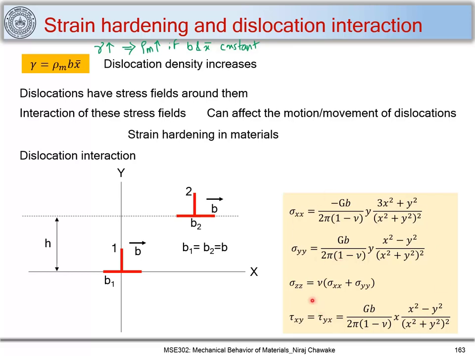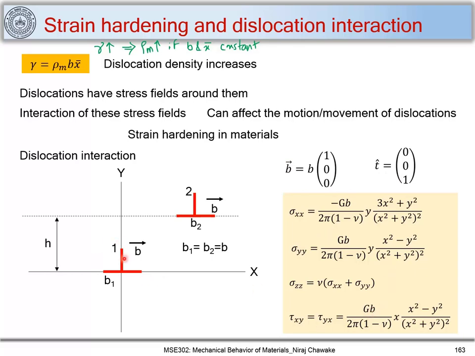Now let's see what the Burgers vector is here. We have marked our coordinates, and the Burgers vector will be given as b, 1, 0, 0 because it is directed towards the positive x direction. Similarly, the tangent vector will be along the z direction, so we can say the tangent vector is 0, 0, 1. The z direction is perpendicular to the screen. So we have the Burgers vector, the tangent vector, and the stress field around this dislocation.